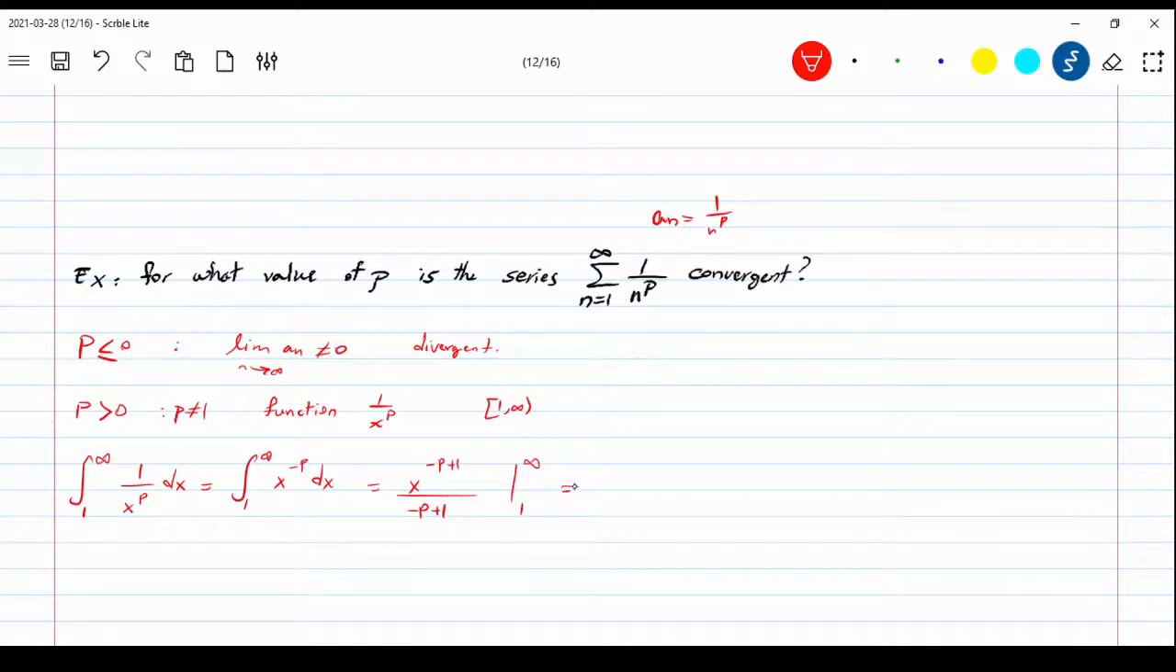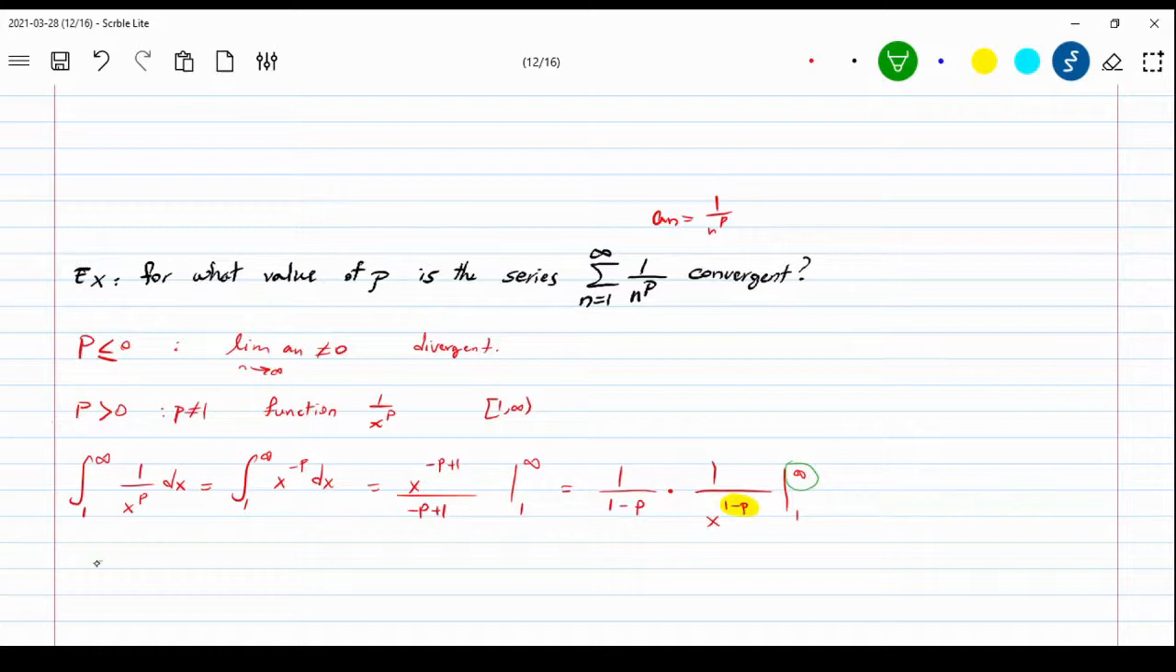So what do we have? This integral, let me rewrite it, would be the constant 1 over 1 minus p times 1 over x to the power 1 minus p, evaluated from 1 to infinity. If this exponent is negative, what happens? If the exponent is negative, then when you calculate the limit at infinity, you will deal with 1 divided by x to some negative power, which would be x to that power positive.